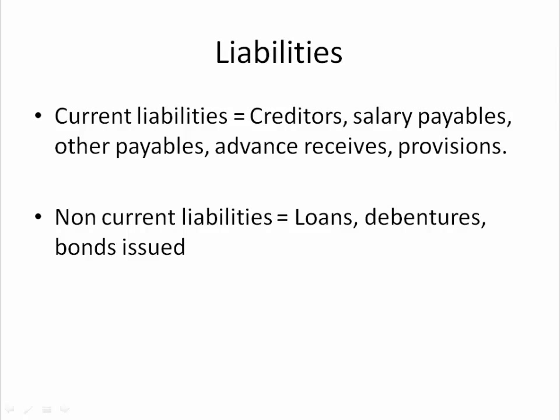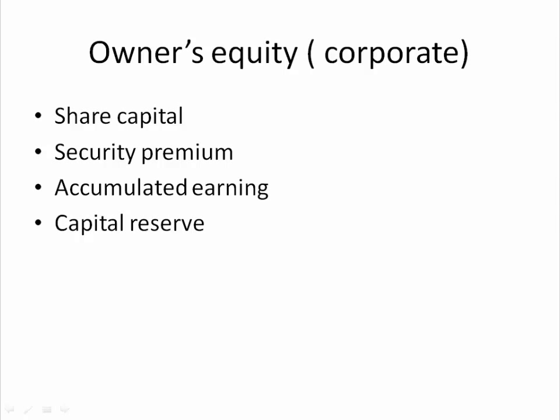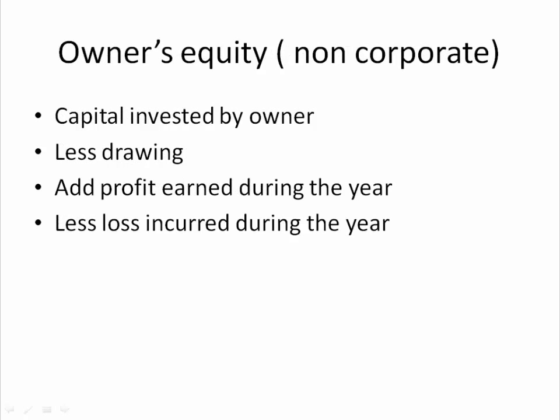Similarly, there are two types of liabilities, current liabilities and non-current liabilities. I hope you know about both. Let's move to the owner's equity. For a corporate, share capital is owner's equity. We add securities premium, accumulated earnings, capital reserve, etc. in owner's equity. To calculate owner's equity for non-corporate, we first take capital at the beginning of the year, reduced by drawings, reduced by loss during the year, and added by profit earned during the year.